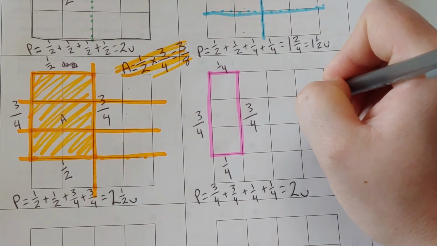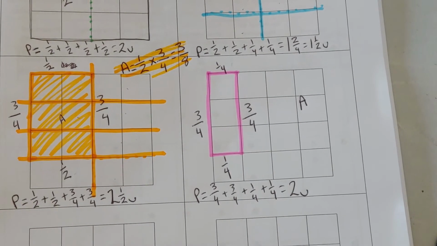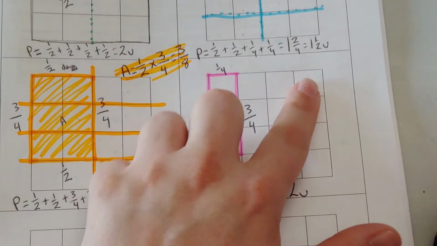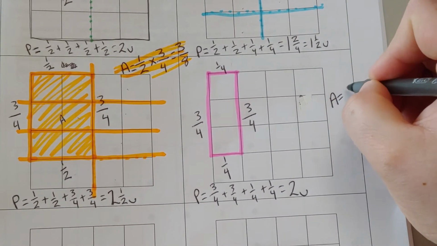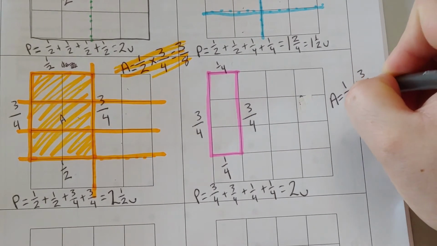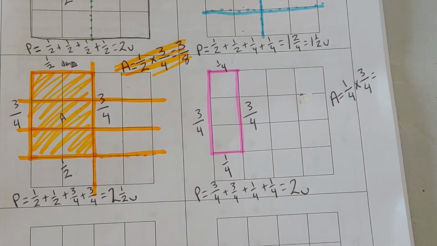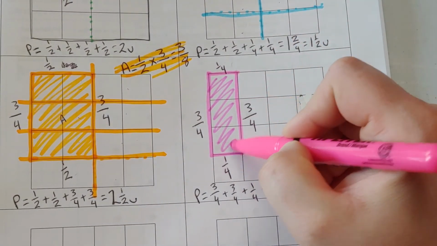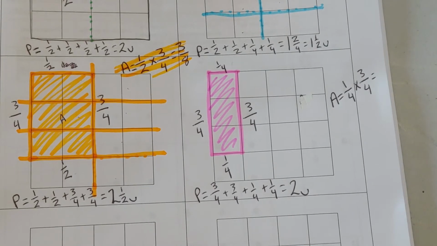I think that I want to move that out of the way. Shouldn't have put it there. Magic teacher tape. Area, 1/4 times 3/4. Pause here. Use your smart brains. How can you figure out the area of the shaded pink space?